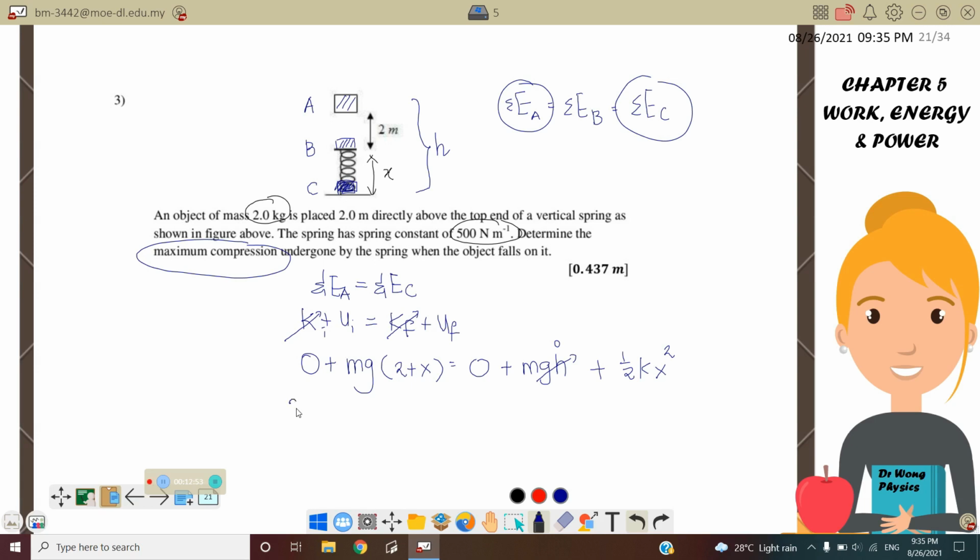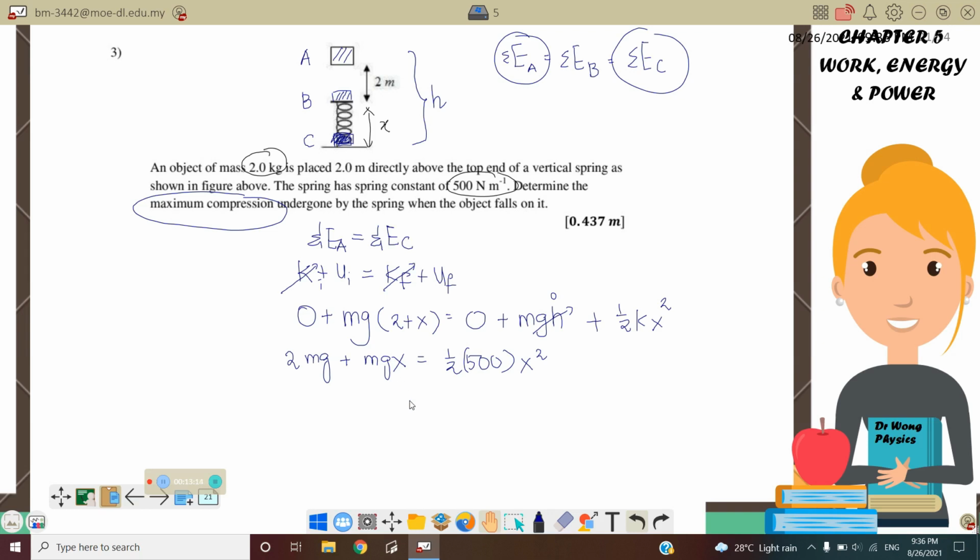Okay, so we can write the equation: 2mg plus mgx equals to half k, which is 500, x squared. So we need to rearrange. This is a quadratic equation where we can write it as 250 x squared minus mgx minus 2mg equals to 0. Then you can substitute all the values inside. 250 x squared, m is 2, so we can substitute 2 times 9.81. X is the value that we want to find, minus 2, m is 2 kg, g is 9.81, equals to 0.